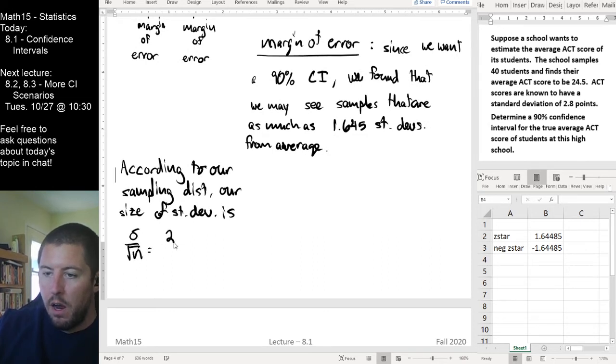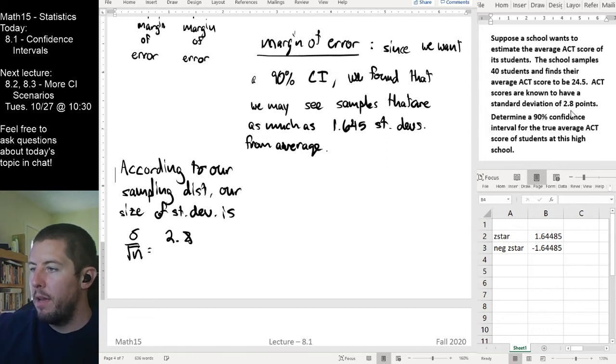Our standard deviation given to us up here was our 2.8 points right there. 2.8 is our standard deviation. 40 was our sample size.